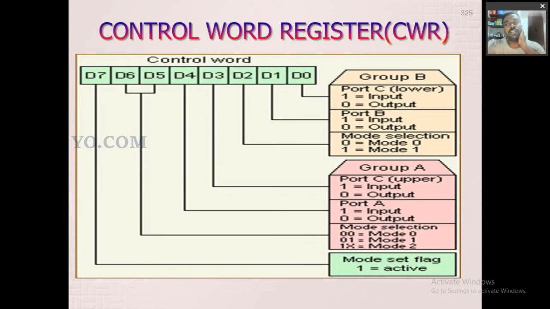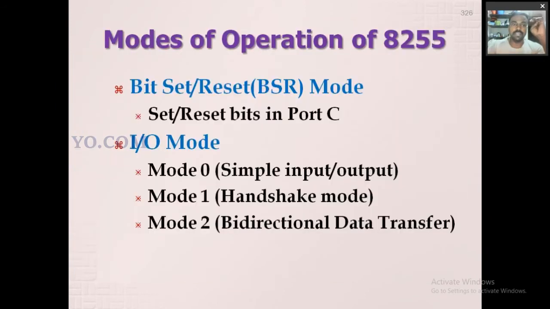So this is the control word register, CWR. It is a very important 2 mark question. Most university examinations ask you to draw this control word register of 8255. Next one is the modes of operation of 8255. 8255 has 2 major modes. One is BitSet reset mode and another one is I/O mode. BitSet reset mode is a single mode, and I/O mode is again classified into 3 types, that is mode 0, mode 1 and mode 2.